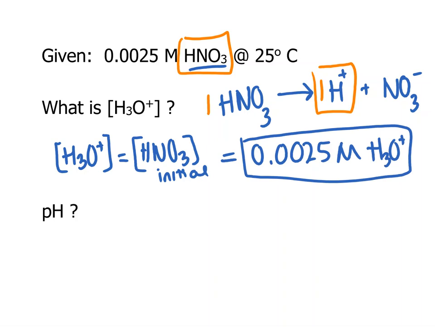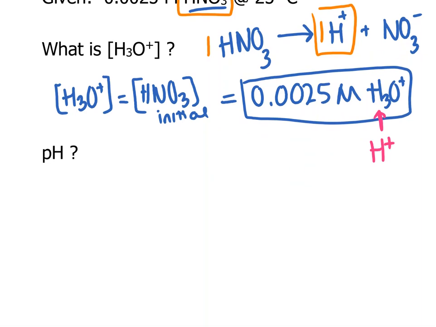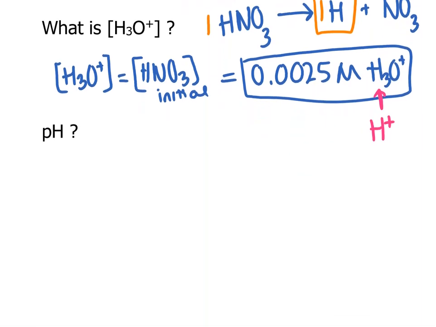Okay, so there's the answer to that. And remember that when I'm writing H3O+ hydronium, I could just as easily write it like that. Okay, then if we want to do the pH, it is the negative log of the hydrogen ion concentration.